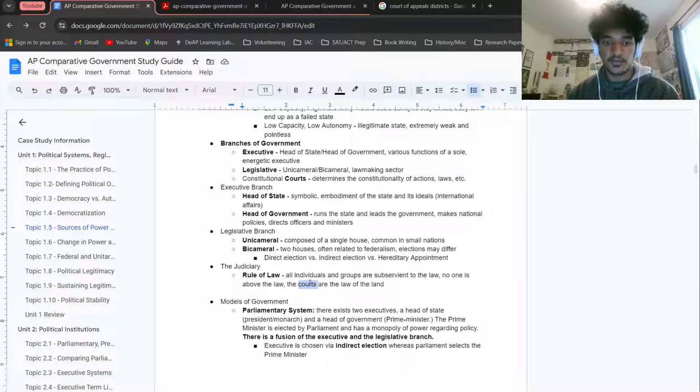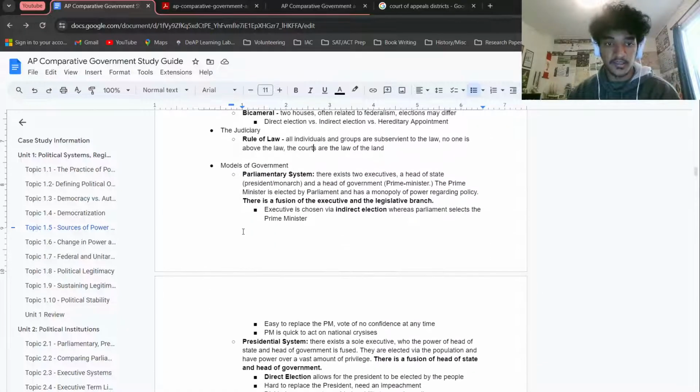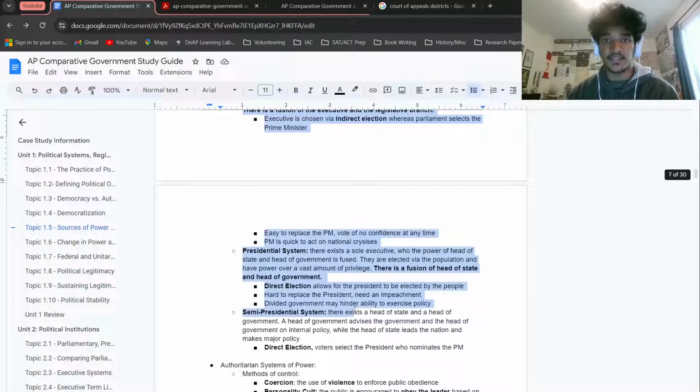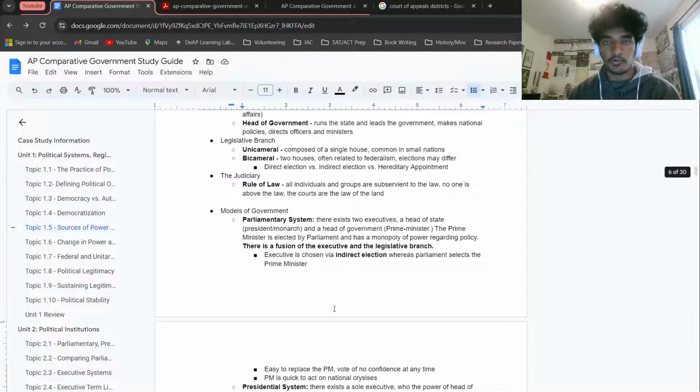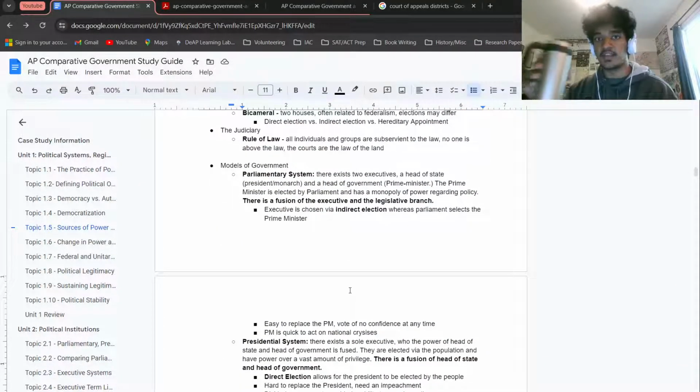Then we get into rule of law, right? Once again, we talked about rule of law. There's also rule by law. Remember rule by law. And let's talk about the systems of government, right? So we'll go through this in depth because you should understand each one.